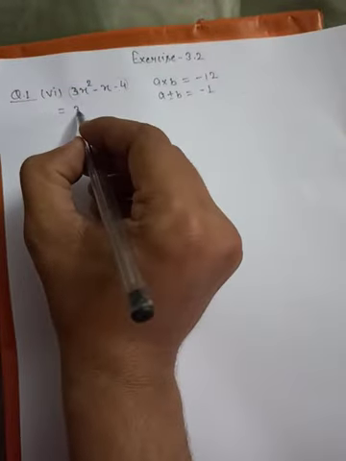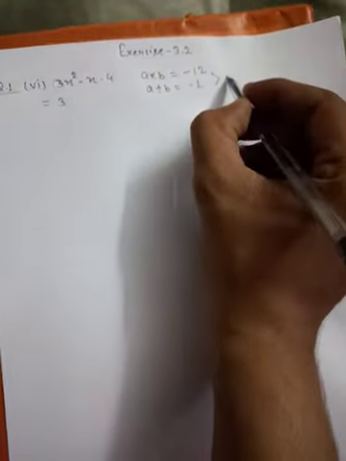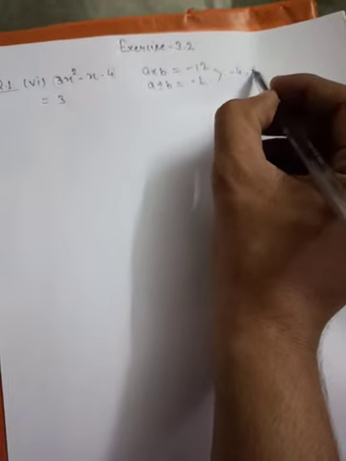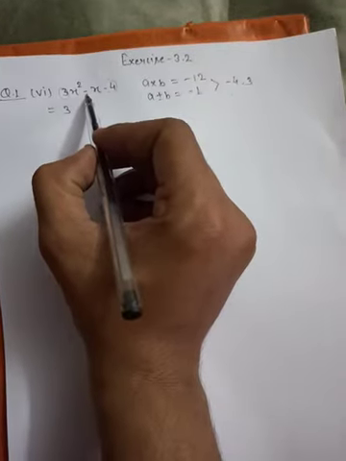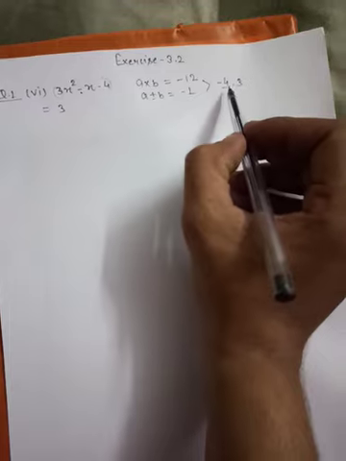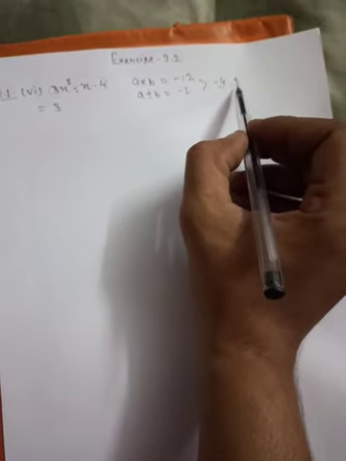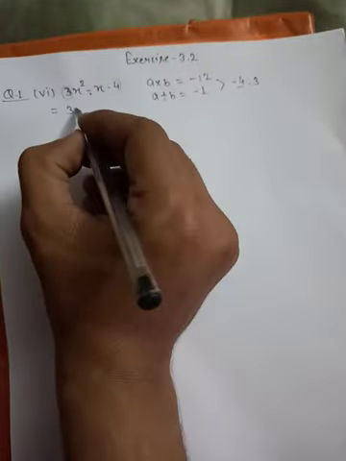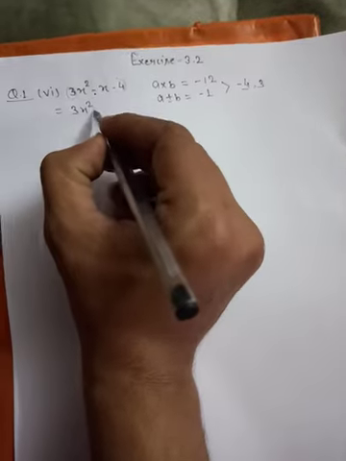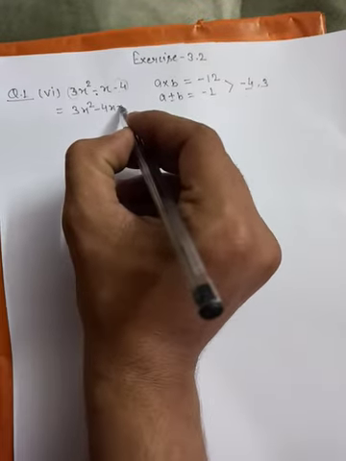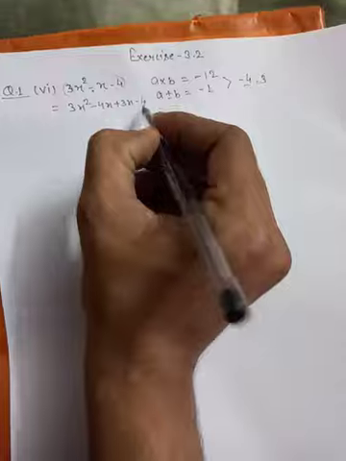So now what will be those two numbers? Those two numbers will be minus 4 and 3. Why? Because here is a minus sign, it means the greater one will be with a negative sign and the smaller one will be positive. So it will be 3x square minus 4x plus 3x minus 4.